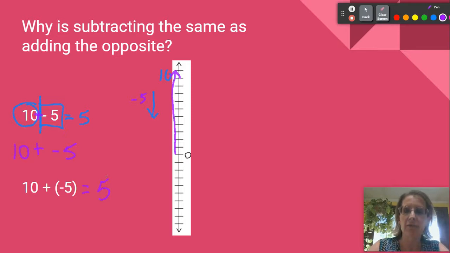Now pause the video, see if you can do this next example on your own, on your notes. I'm sorry, this isn't on your notes. Think about it and see if you can do this example on your own with the Edpuzzle video, and then we'll continue.